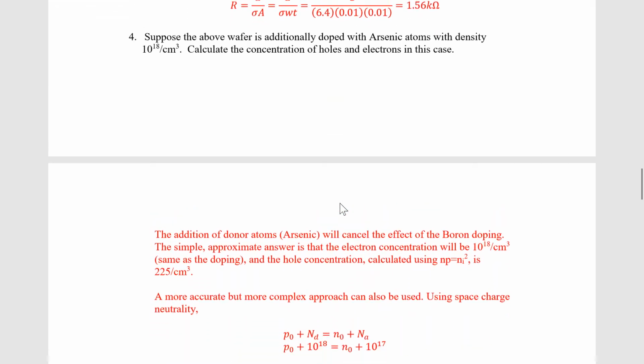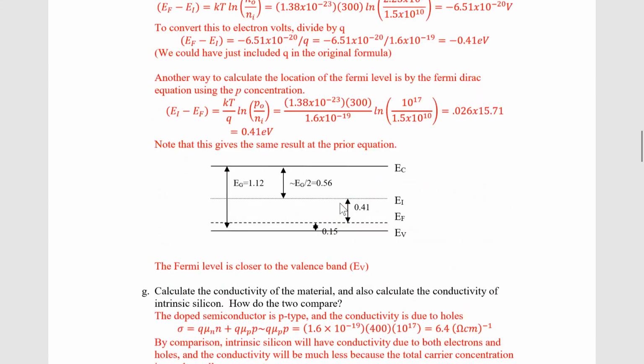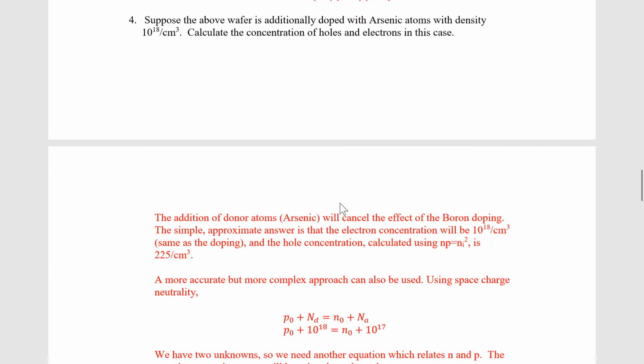All right, so the wafer above is additionally doped with arsenic atoms. So what we started off with was a wafer that was doped with 10 to the 17th, but it was doped N-type. I'm sorry, it was doped P-type. So in question 3, we had a P-type doping of 10 to the 17th, and this is a typical thing that comes up in semiconductors.